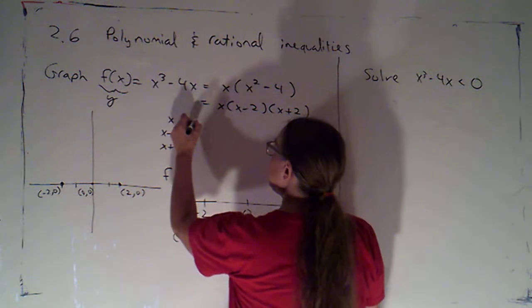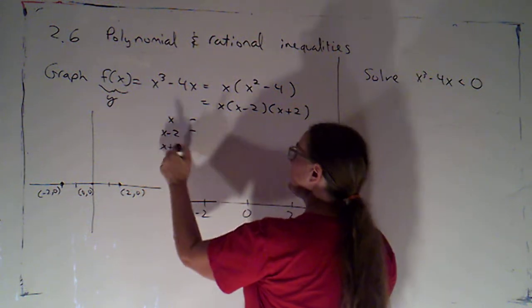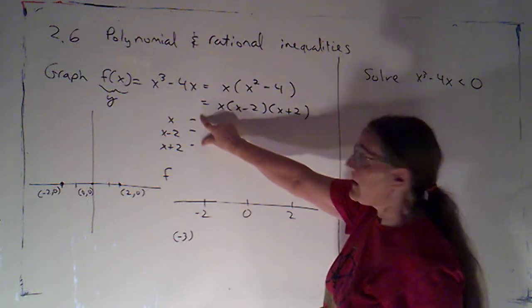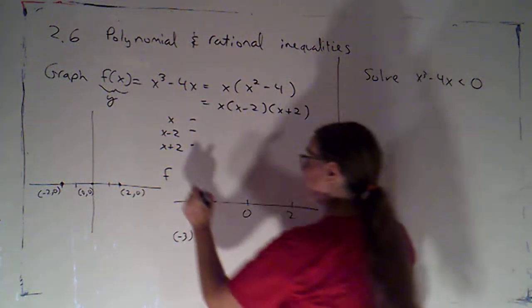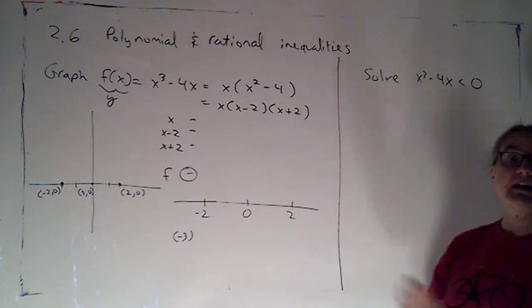So negative 3 would be negative. Negative 3 minus 2 would be negative. Negative 3 plus 2 would be negative. And 3 negatives are going to multiply together to give me a negative. So my function is negative to the left of negative 2.